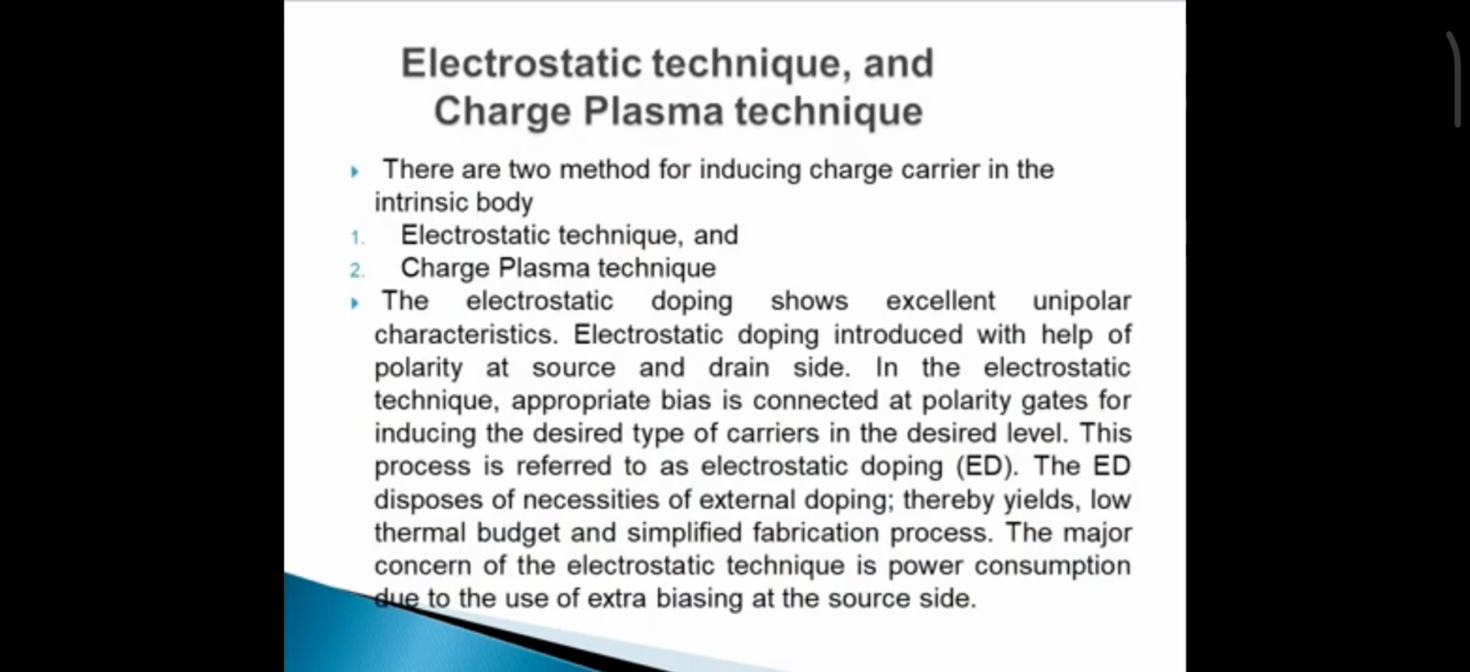There are two methods of inducing charge carriers in the intrinsic body. First is the electrostatic technique and the second is the charged plasma technique. The electrostatic doping technique shows excellent unipolar characteristics. Electrostatic doping is introduced with the help of a polarity gate at the source and the drain side. In the electrostatic technique, an appropriate bias is connected at the polarity gate for inducing the desired number of carriers at the desired level. This process is referred to as electrostatic doping.